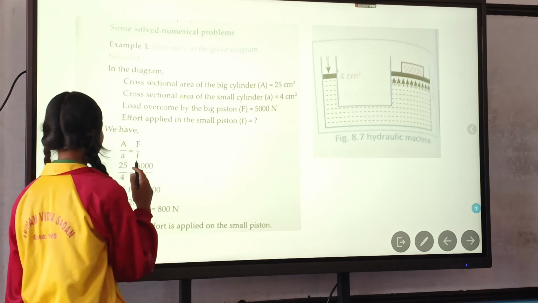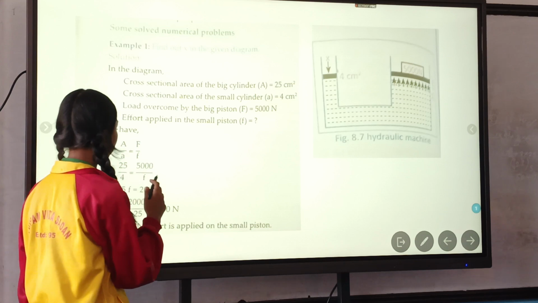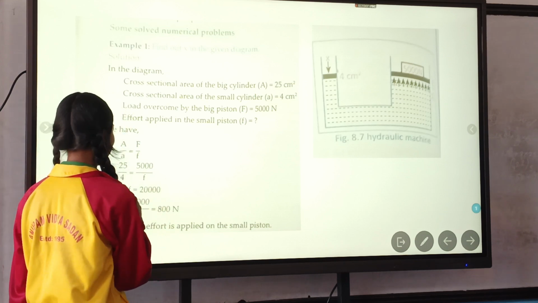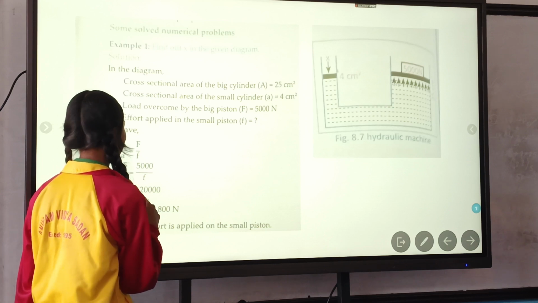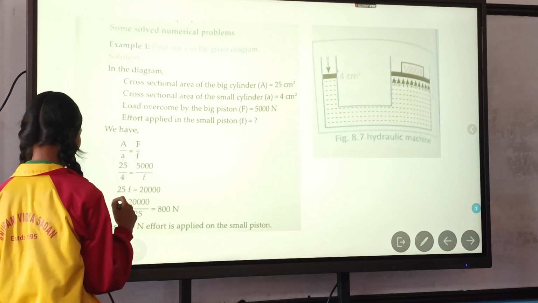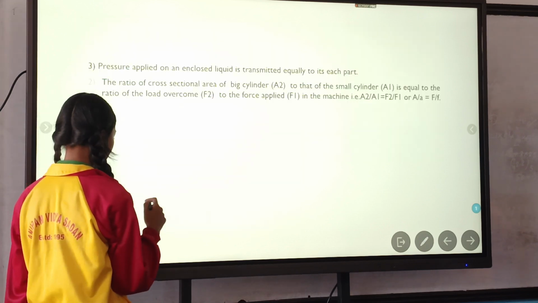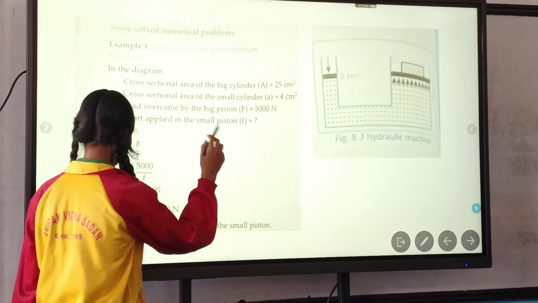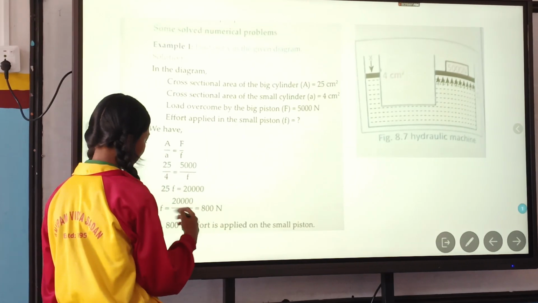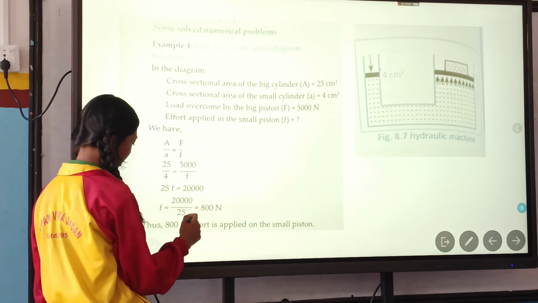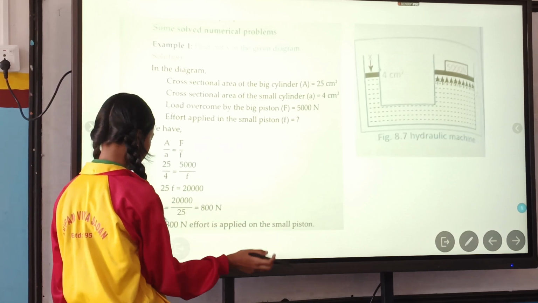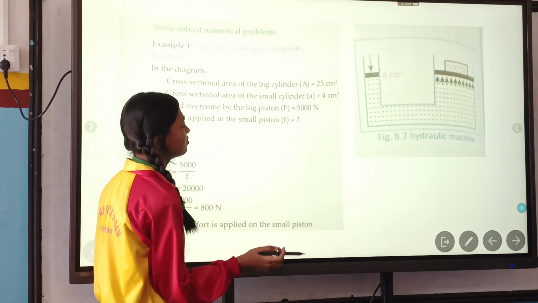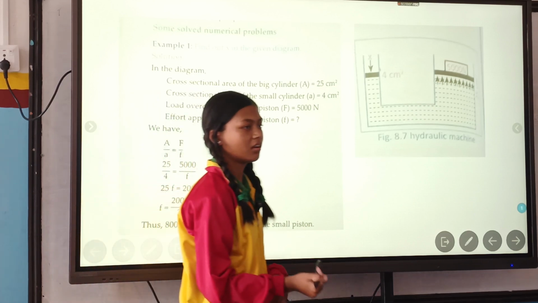So we have capital A by small a equals capital F by small f. 25 by 4 equals 500 by f. 25f equals 2,000. f equals 2,000 by 25 equals 80 Newton. Thus, 80 Newton effort is applied on the small piston. Thank you.